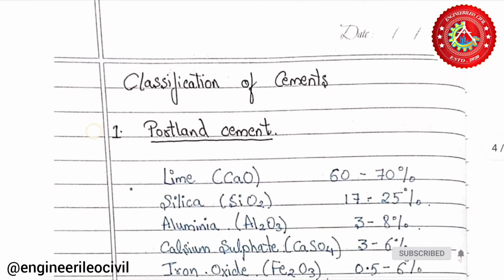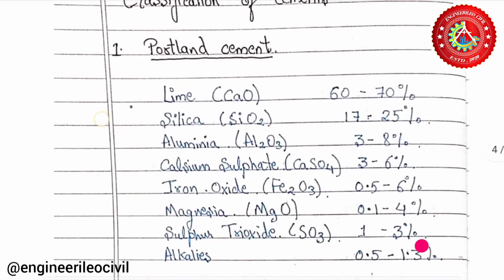So, let's move forward to the classification of cements. Cements are classified into 5: Portland cement, high alumina cement, super sulfated cement, natural cement, and masonry cement. We're going to learn in detail about Portland cement first. The main constituent of Portland cement is lime, also known as calcium oxide, at around 60 to 67%. The other constituents are silica, alumina, calcium sulfate, iron oxide, magnesia, sulfur trioxide, and alkalis. You can see the proportions on the screen.